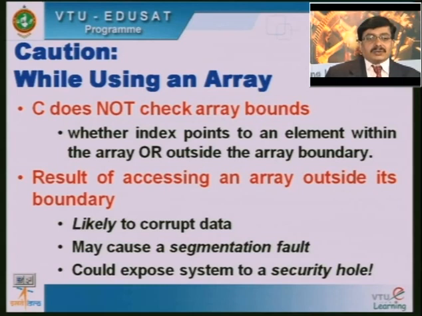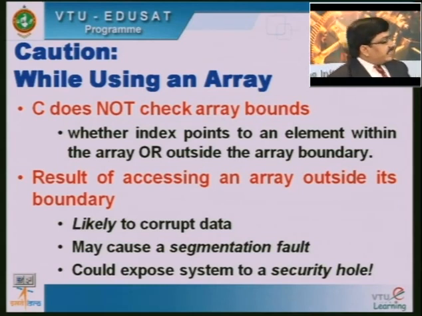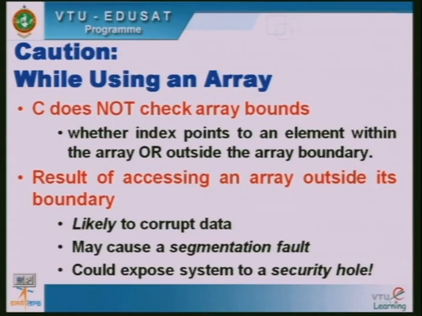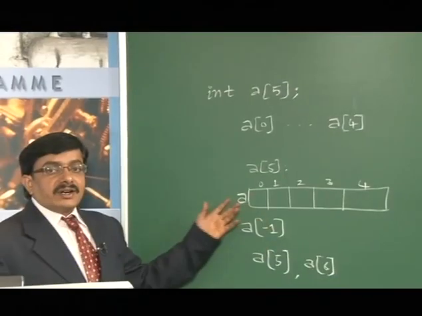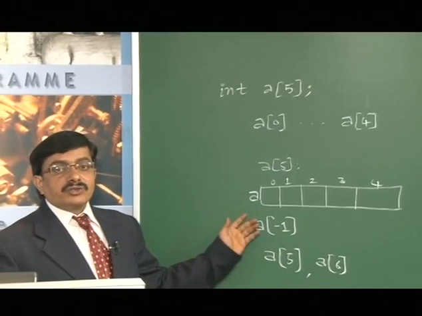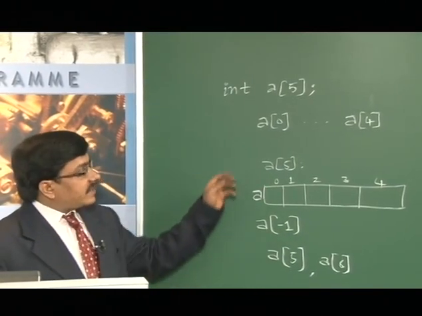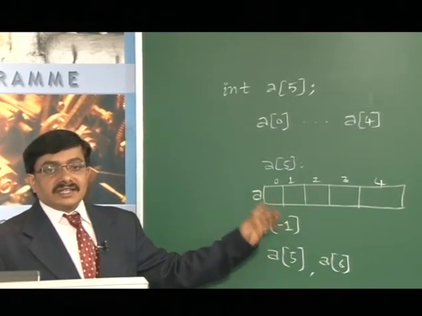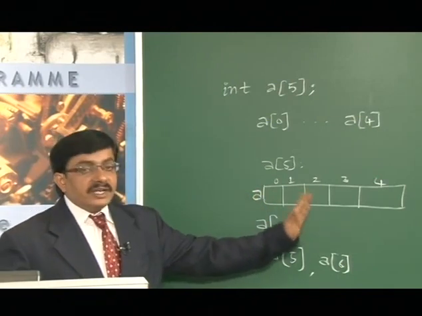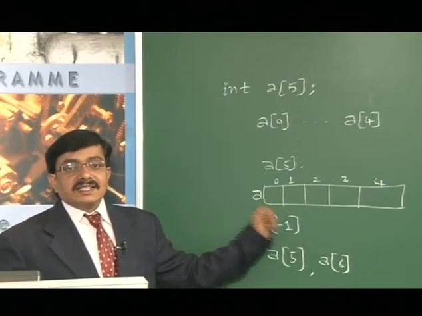And also it could expose a system to a security hole. The security hole in the sense that certain information, if you try to access it, the data will be insecure, and we should not access any array element outside its boundary. So always we should access the array elements within the limits. The index starts from 0 and goes up to n minus 1, if n is the size of the array.